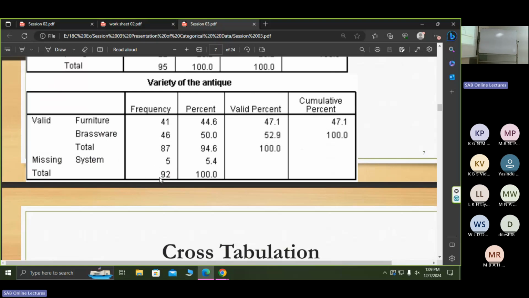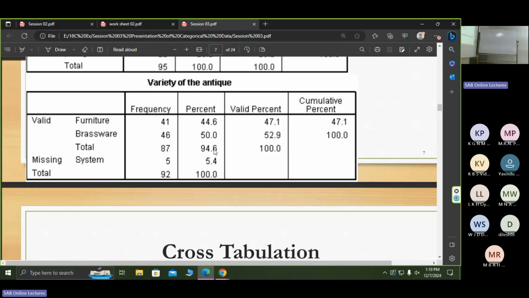It means we shared this questionnaire with 92 respondents, but only 87 respondents gave answers for this question. Then 5 respondents did not give the answer for this question. Only these questions, in this variable, not the whole questionnaire. So in this variable, the questions regarding this variable, 5 data are missing. It's clear?